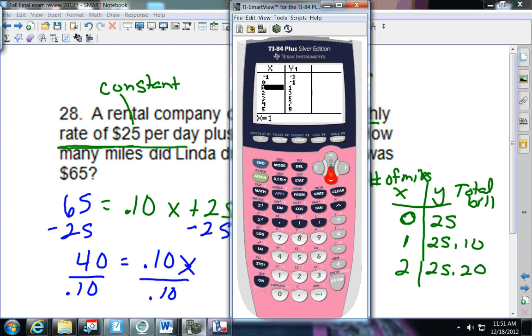Which would be in the home screen. 40 divided by 0.10. Yep, 400.